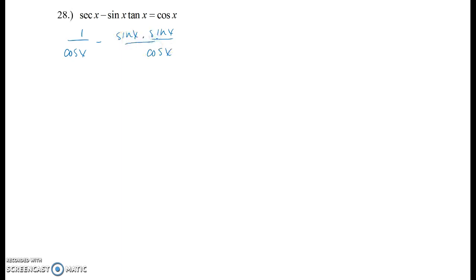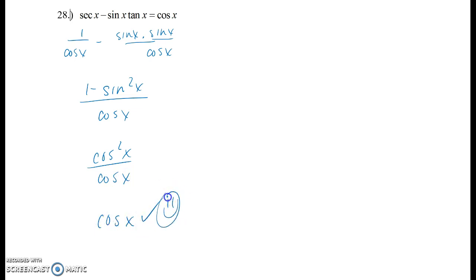And the advantage of doing this is I see that they both have a cosine x denominator. So I have 1 minus sine squared x all over cosine x. And then we can do a substitution with that Pythagorean identity: cosine squared x over cosine x. And then we can cancel off a cosine, leaving me with cosine of x.